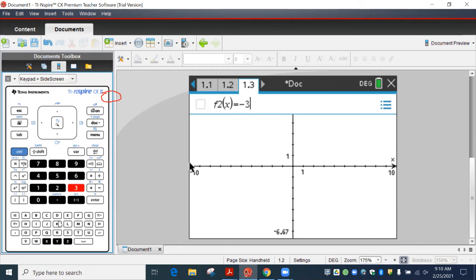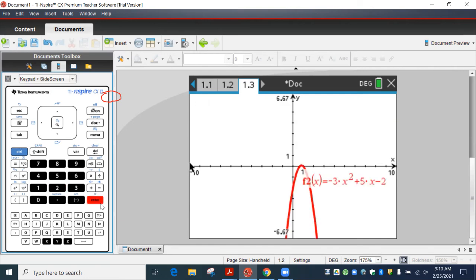So minus 3x squared plus 5x minus 2. All right, so after we type it in, we always hit enter. And then what do we always hit after that? Menu 5-1. So always hit menu 5-1. Now remember, this is not magic pixie dust. This doesn't mean anything to me right here, but it allows me to go look.